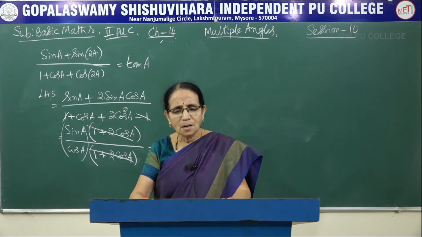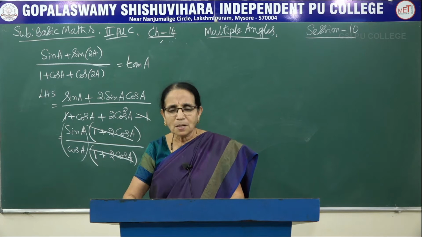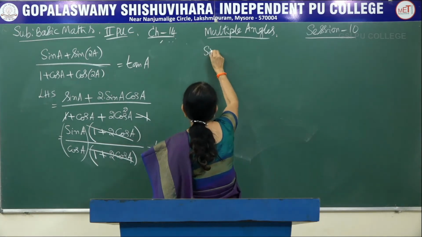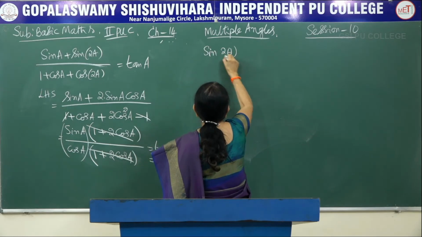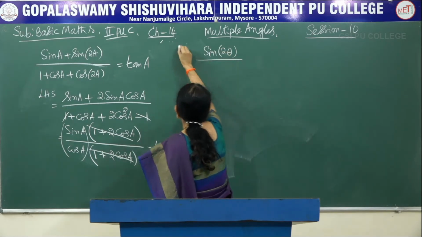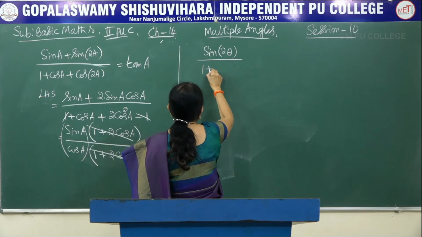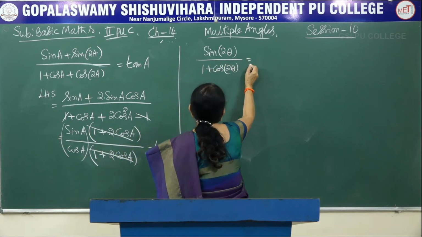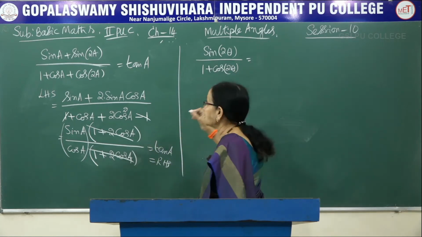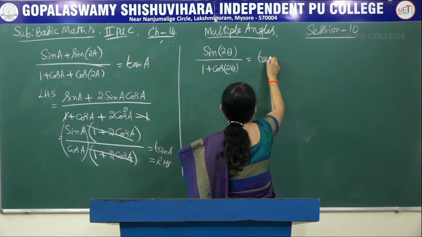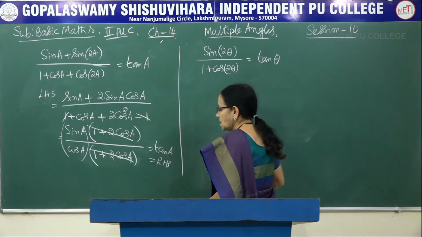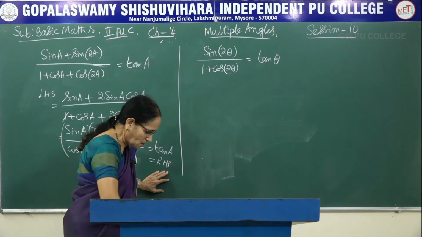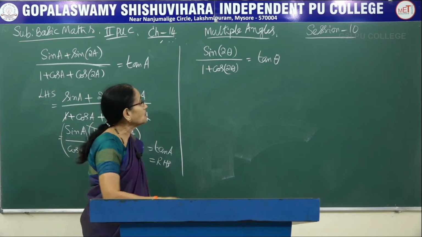Now the next problem also is comparatively easier. We can get the answer within 2 steps here. Sin 2 theta, you have to prove, divided by 1 plus cos 2 theta should be equal to tan theta. Again here also it is sin 2 theta. We write in terms of sine and cosine.